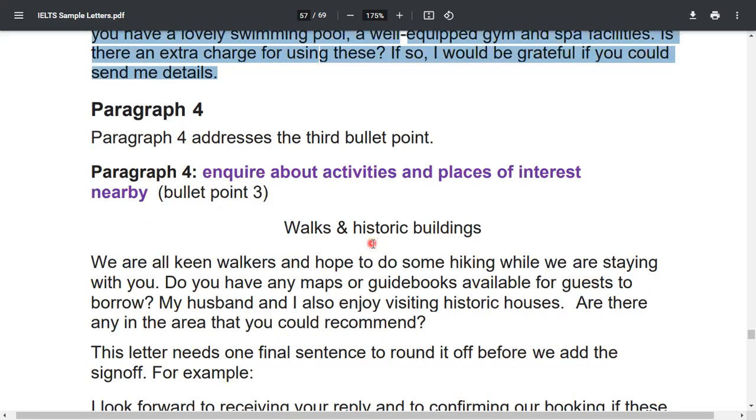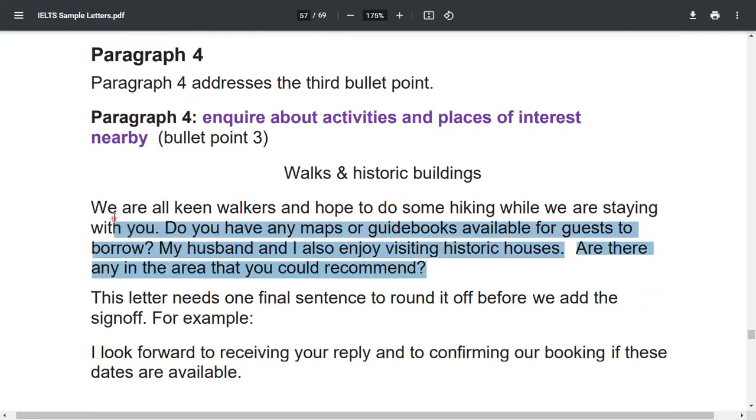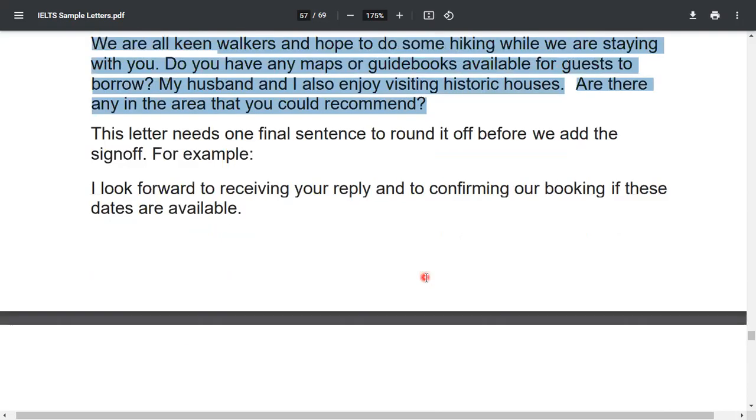Now for the last question, which is the third bullet point that says, inquire about activities and places of interest nearby. So let's see the example answer together. We are all keen walkers and hope to do some hiking while we are staying with you. Do you have any maps or guidebooks available for guests to borrow? My husband and I also enjoy visiting historic houses. Are there any in the area that you could recommend? As you can see, it's an amazing answer for the third bullet point.